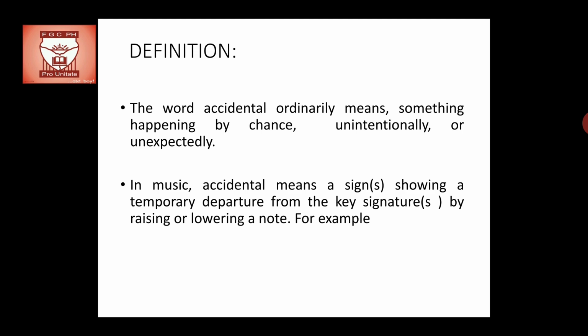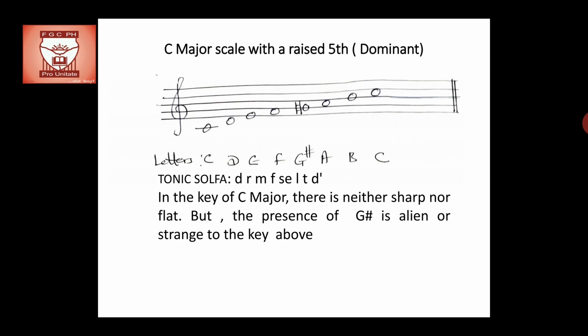For example, the illustration on the board explains the presence of an accidental in the key of C major. The key of C major has neither sharp nor flat. But with the illustration on the board, you can see a sharp sign attached to a note on the second line of the treble staff, G, letter G, for good. And that G has directly been raised with that accidental sign.